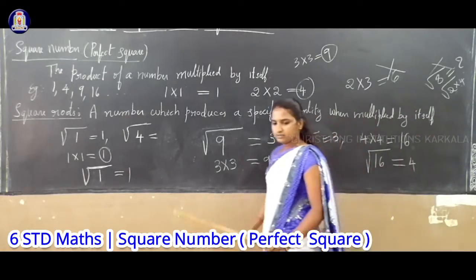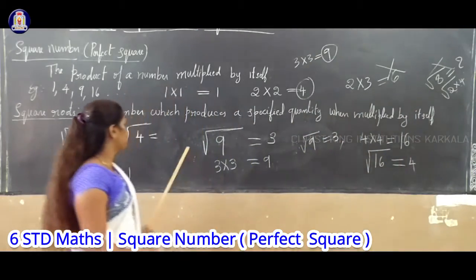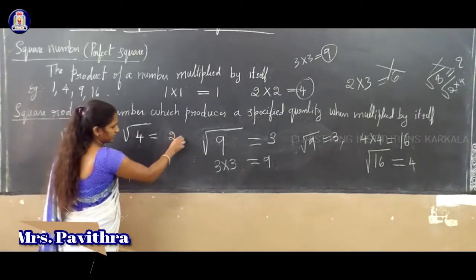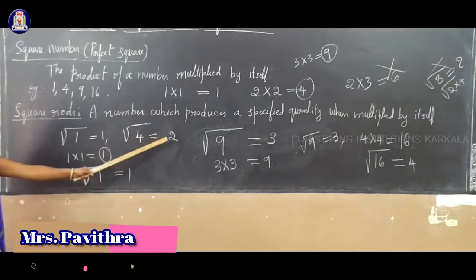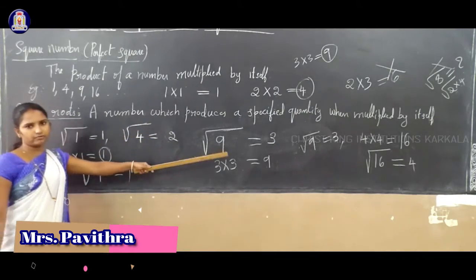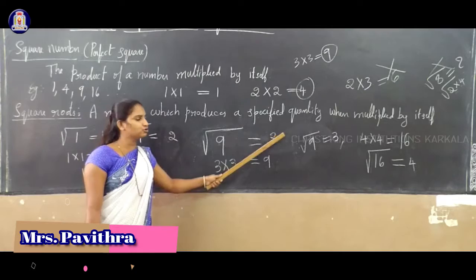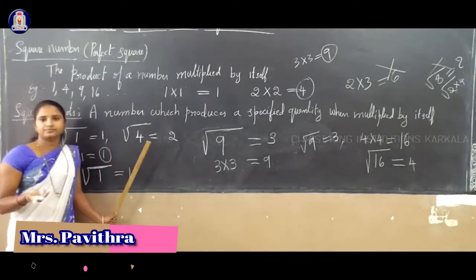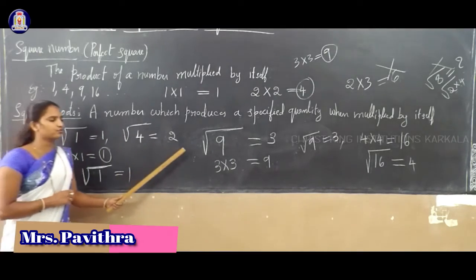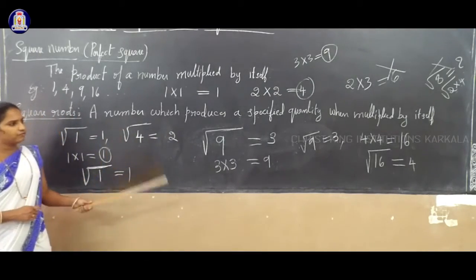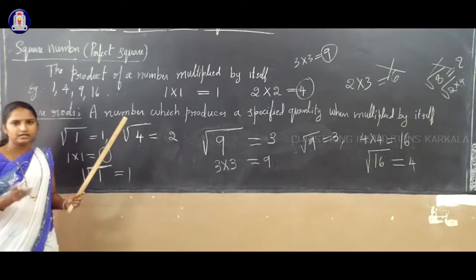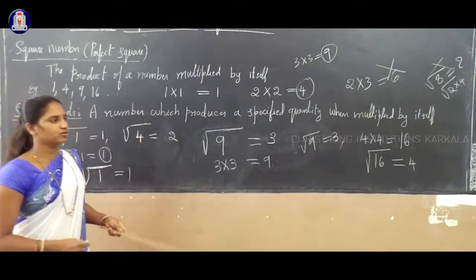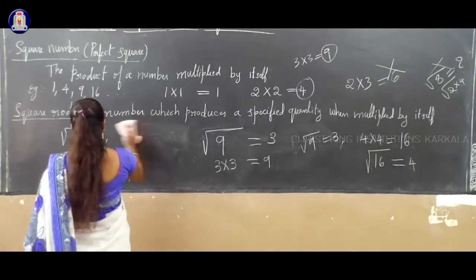Clear? Only a few numbers are perfect squares. See here, 4 is perfect, you know 4 is 2 into 2, so 2 is the answer. Root 4 is 2. Root 9 is perfect. Why? Because we can multiply 3 into 3, and 3 into 3 means we get 9. Next, 16 is a perfect square. Why is it perfect? Because 4 4s are 16. So these are square numbers and square roots.